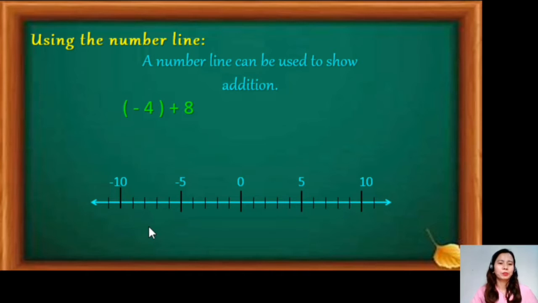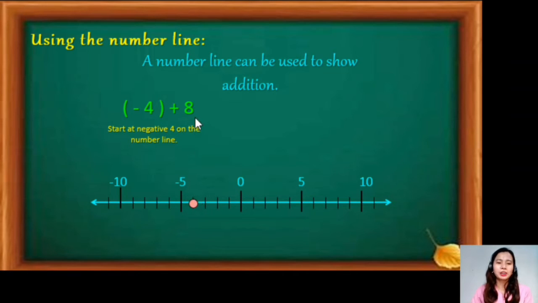Let's begin. Let's add negative 4 plus 8. Having these number lines, as I have said earlier, this is 0, going to our right is positive, and going to the left is negative. Begin by plotting negative 4. Let us locate negative 4 on the number line. 0, 1, 2, 3, 4. So, this must be negative 4.